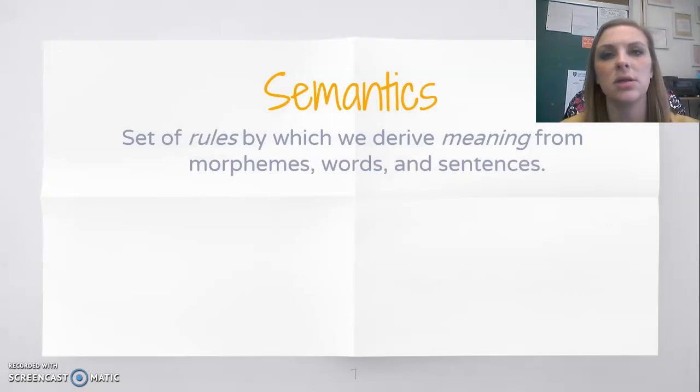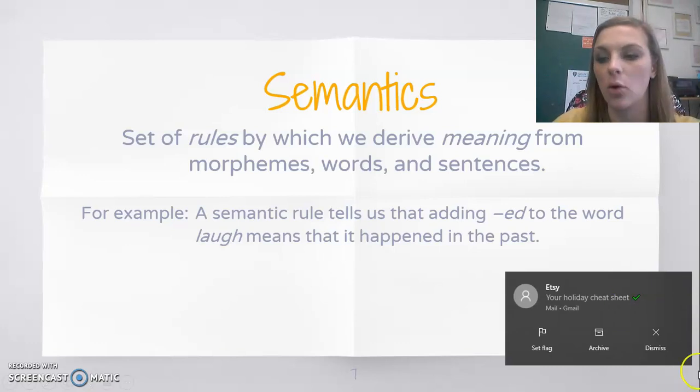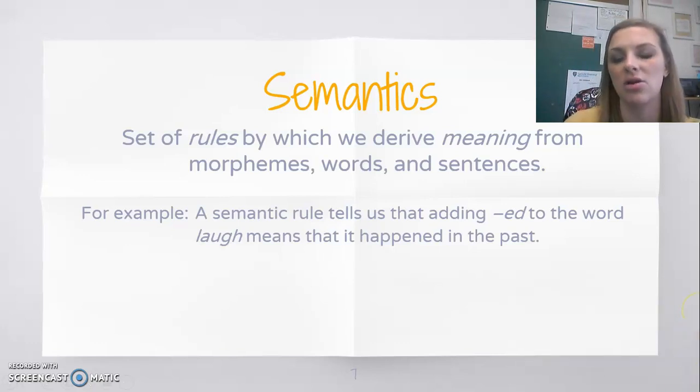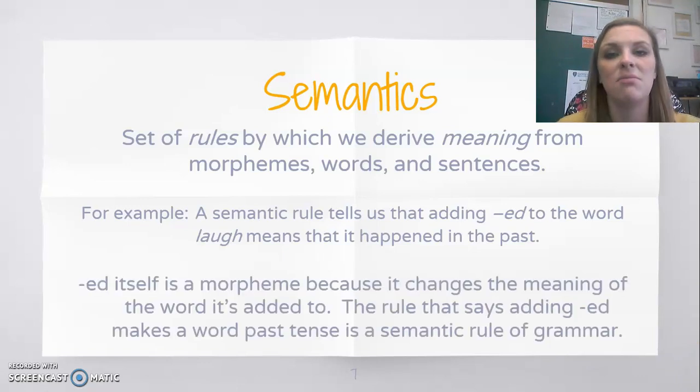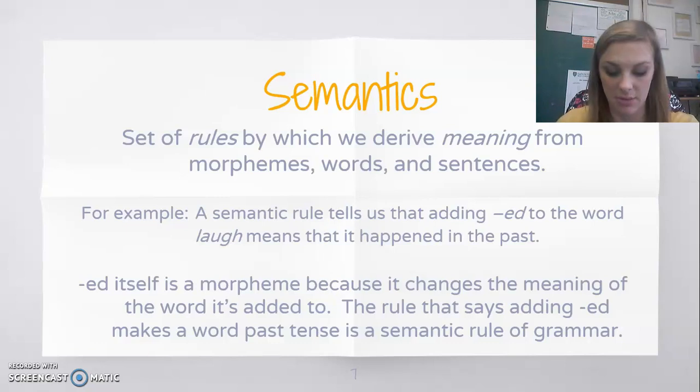Semantics are the rules in which we get meaning from morphemes, words, and sentences. For example, we know that adding ed to the word laugh means that it happened in the past. That's a semantic. That's a meaning or a rule that we are given in our language, right? So ed, in this case, is a morpheme because it changes the meaning of the word it is added to. The rule says that adding ed makes a word past tense. Okay, so that's a semantic rule. It changes the meaning or allows us to have meaning.